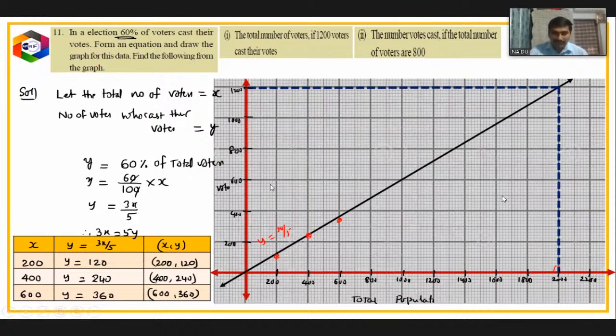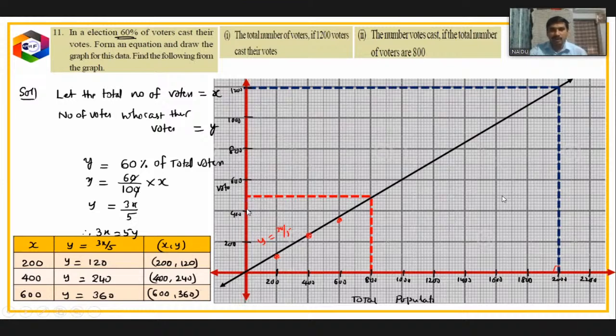So where it intersects the y-axis, that we have to observe. Children, observe carefully. I am going to draw at 800. This is 800. Observe here. Now draw a line parallel to the x-axis. If you can observe, it is not intersecting at the 5th line, it is intersecting at the 4th line.